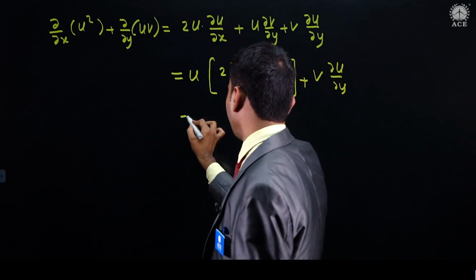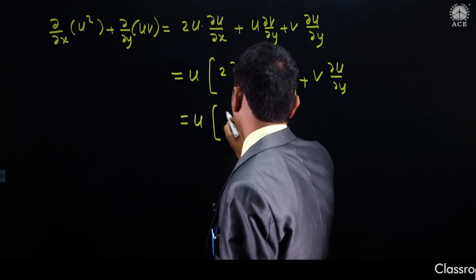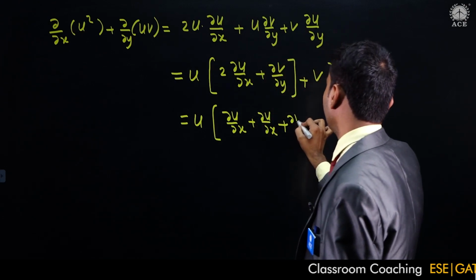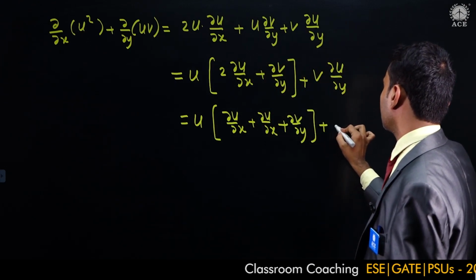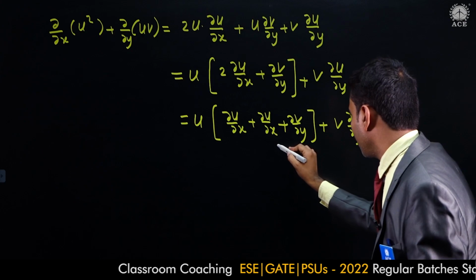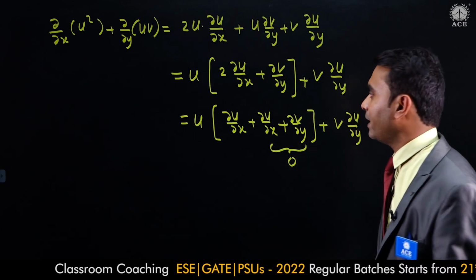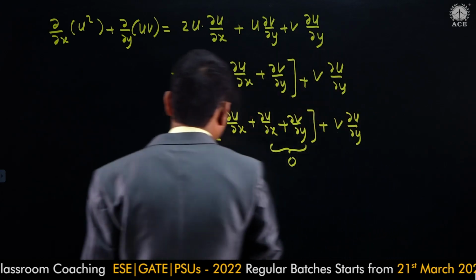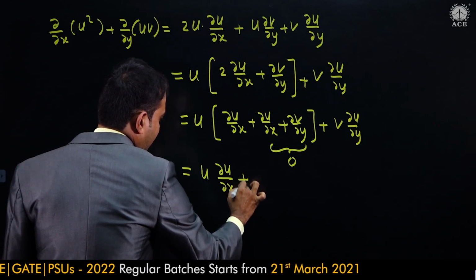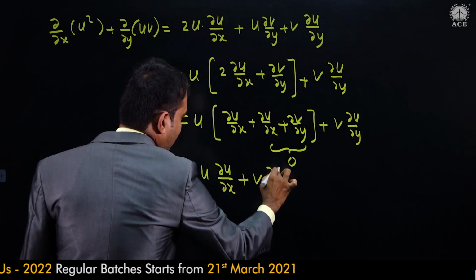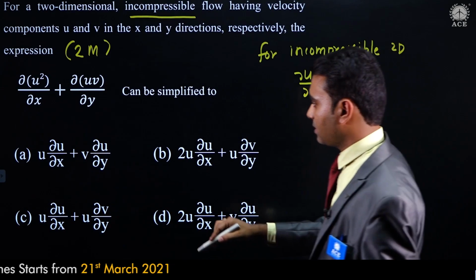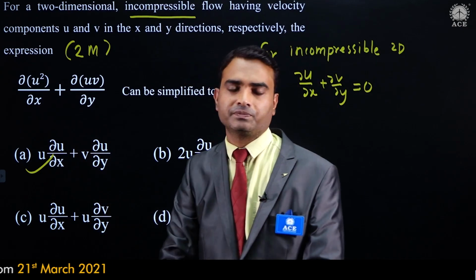So here I can rearrange this as u times (∂u/∂x plus (∂u/∂x plus ∂v/∂y)) plus v times ∂u/∂y. This ∂u/∂x plus ∂v/∂y is equal to 0 by the continuity equation, so this part I am equating to 0. What remains? u ∂u/∂x plus v ∂u/∂y. This is the simplification. If you observe the options, the correct answer is A.